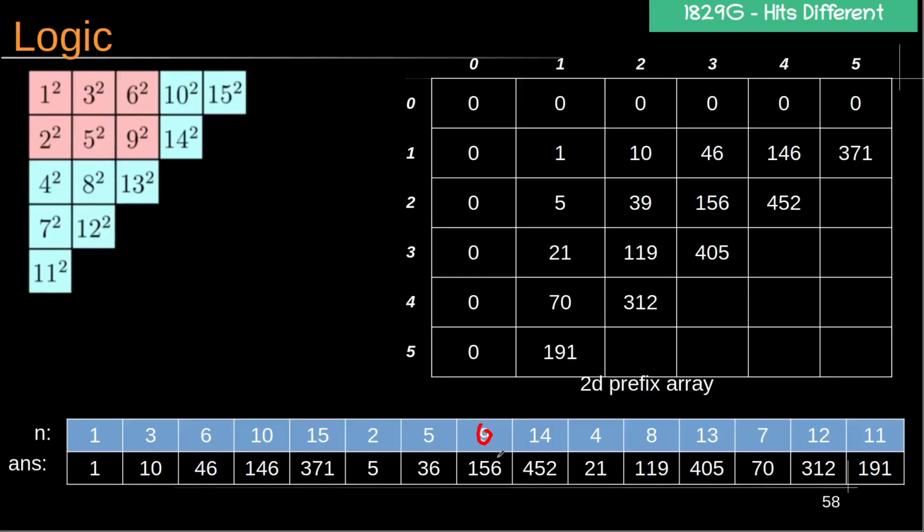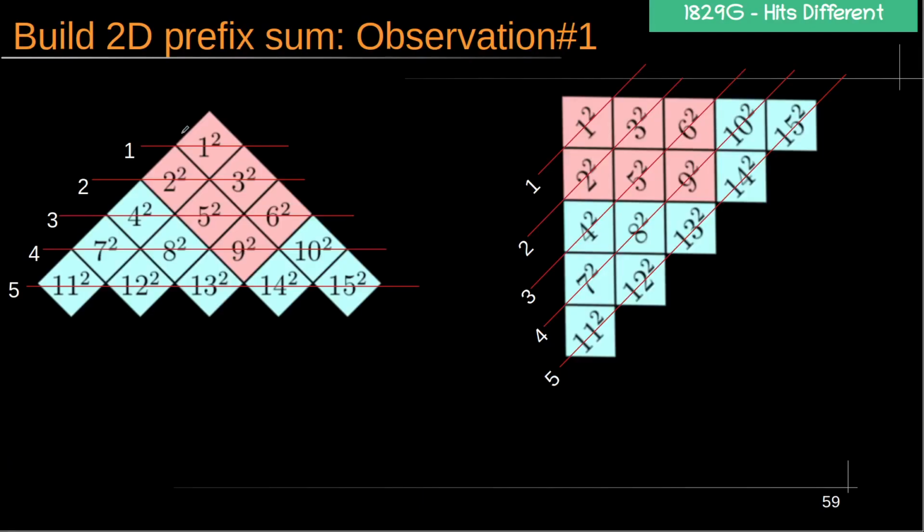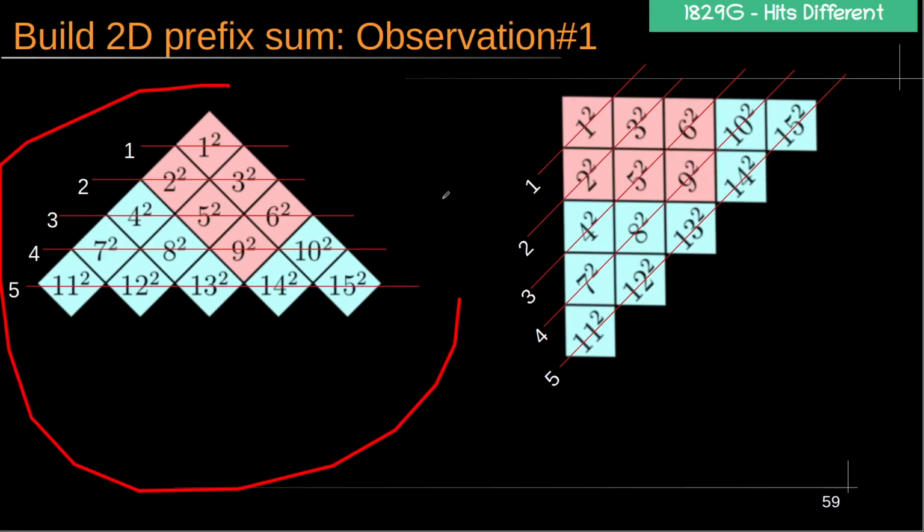Let's see how we will build this for this problem. How do we build a matrix like this? We have 1, 3, 6, 10, 15, then 2, 0, 2, 5, 9, 14, etc. Let's observe the images here. For each line in this image on the left: line number 1, we have 1. Line number 2, we have 2, 3. Line number 3, we have 4, 5, 6. So for each line, we have a consecutive range of numbers here.